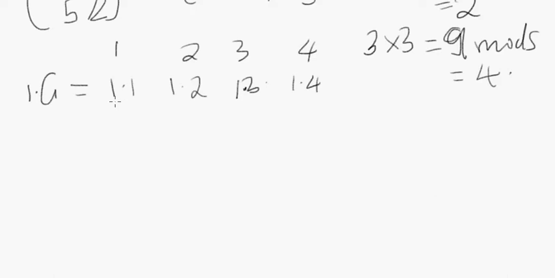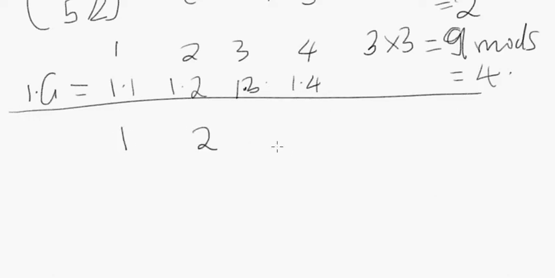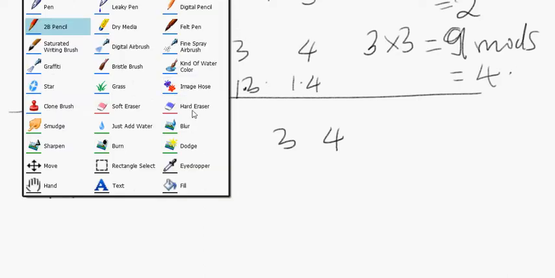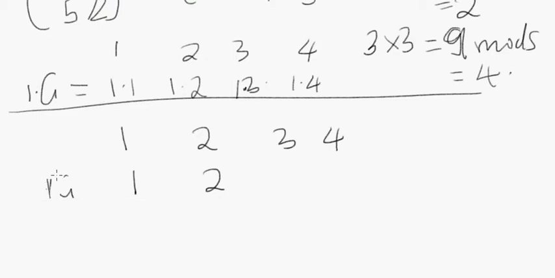Let's be more precise. We have a table with 1, 2, 3, 4, and we start with 1G. 1 times 1 is just 1, 1 times 2 is just 2, 1 times 3, and 1 times 4. Okay, a little error there, so let's erase this part. We want this row to be 1G. And then we have 2G.